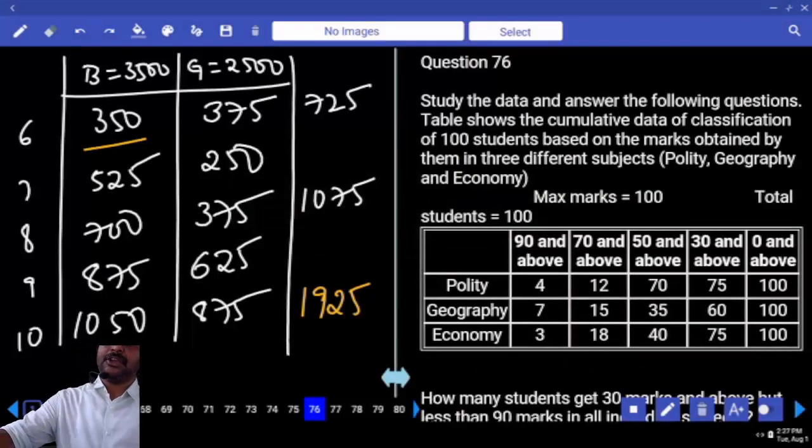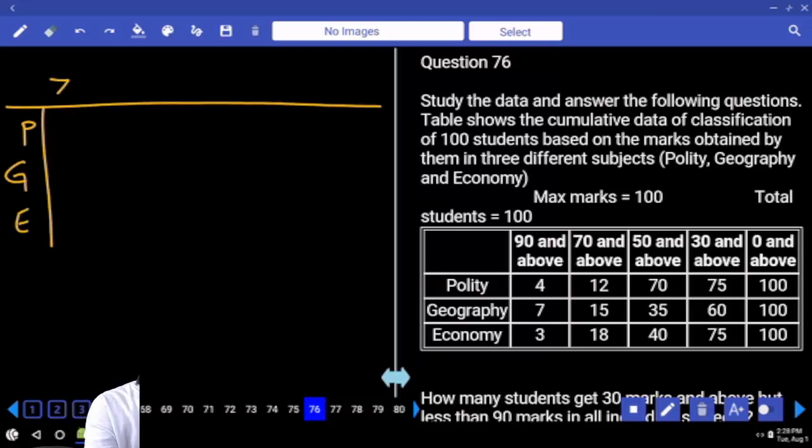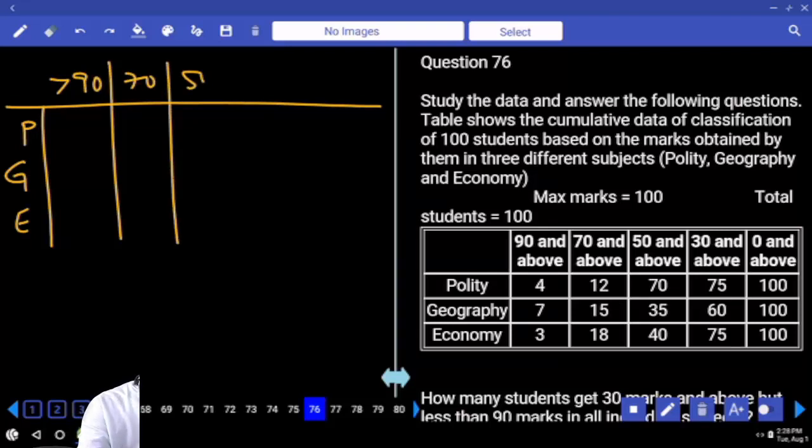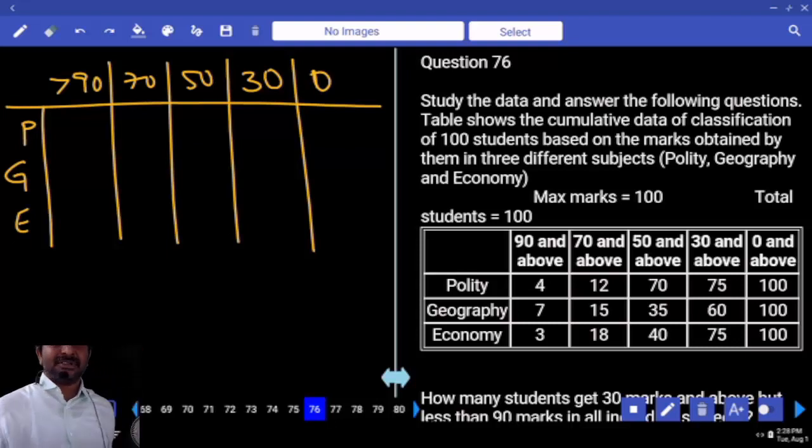The table shows the cumulative data of classification of 100 students based on the marks obtained by them in 3 different subjects: polity, geography and economy. When you observe marks, polity, geography, economy, this is given as more than 90, next 70, next 50, 30 and then more than 0. Now last values are all hundreds only.